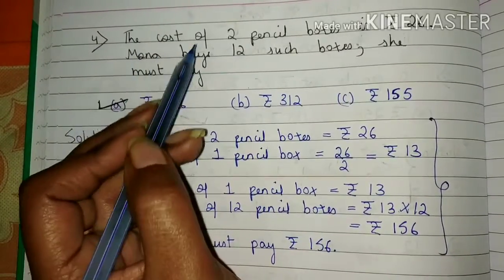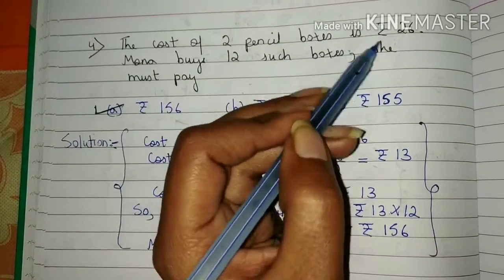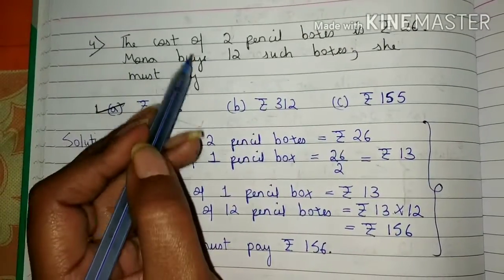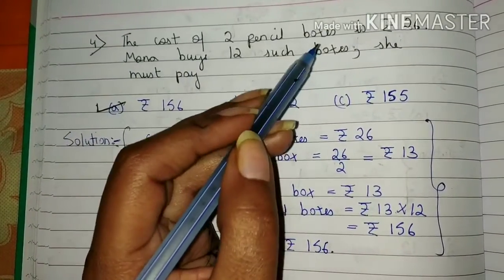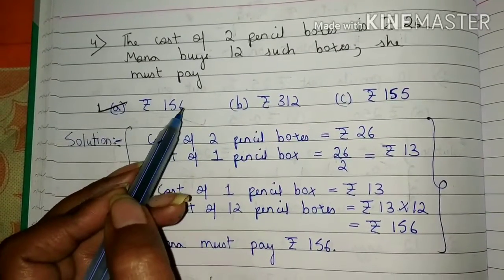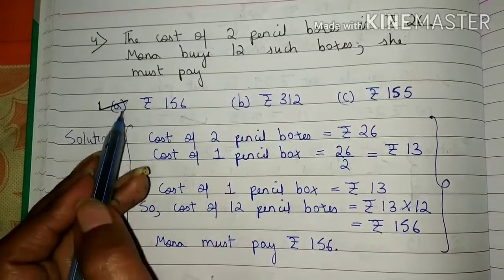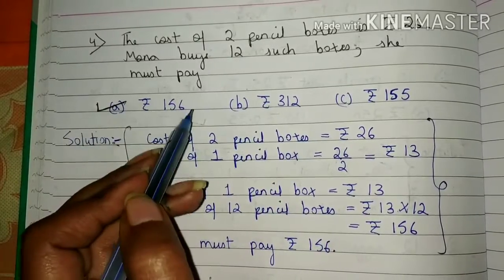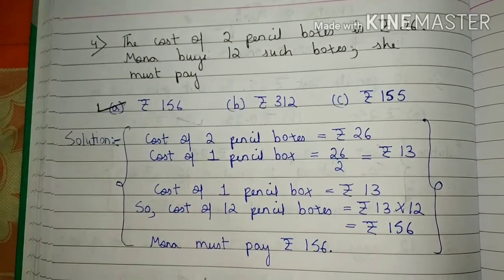Students, the cost of 2 pencil boxes is rupees 26. Mona buys 12 such boxes. She must pay rupees 156. Students, option A, rupees 156 is the correct answer.